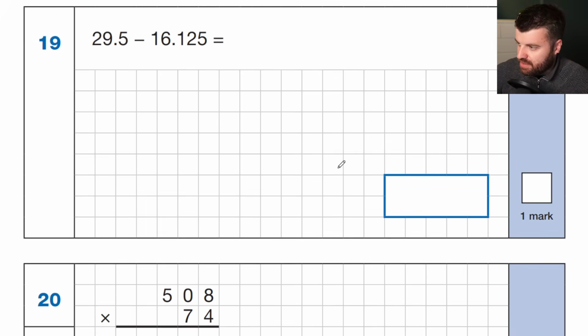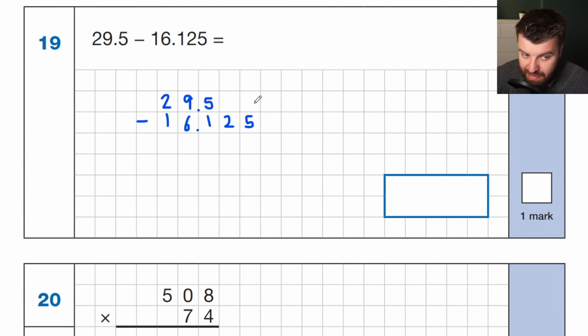Question 19. Oof, we're storming through this test, guys. Now, this is exactly like what we spoke about before. Line up your decimal places and then go from there. So firstly, we put the 16 point. Now our decimals are lined up. We're good to go. 1, 2, 5, everything's in the right place. This is subtraction though, so this is slightly more complicated.